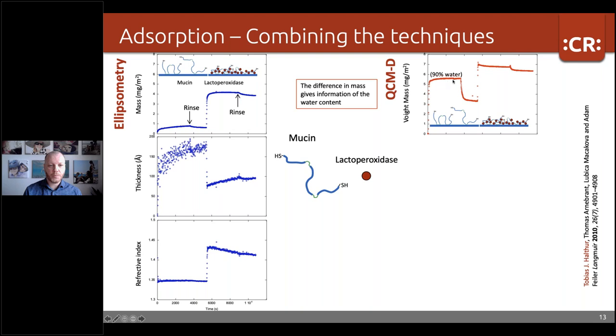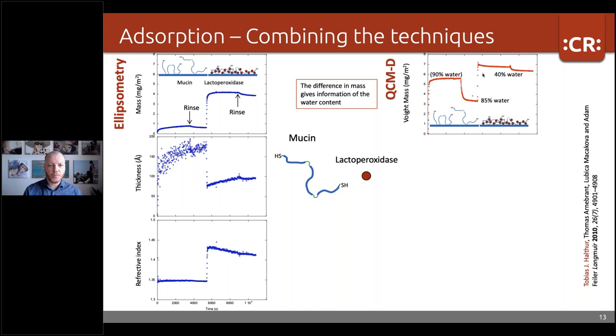regime here, but that's in parentheses, because remember that I told you that this is also affected by slightly higher viscosity when having mucin present in the bulk. But after rinsing, we have about 85% water in our layer. So that corresponds pretty well with a highly hydrated thick layer. And then adding lactoperoxidase, we get this more compact layer, so that throws out water, and we go down to 40% water content instead.